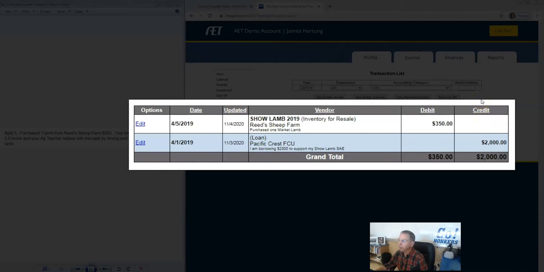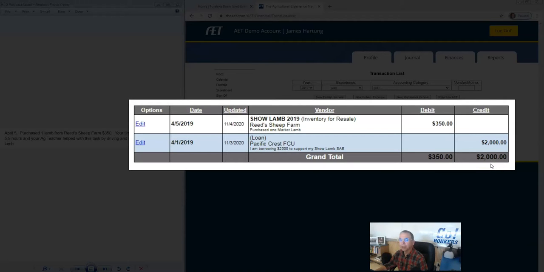The reason why there are debit entries and credit entries is this. When you increase the amount of money that you owe somebody, that's recorded as a credit. When you spend your cash, it's recorded as a debit. Once again, if you owe money to somebody, you record that as a credit entry. When you spend your cash, that is recorded as a debit. So confirm that you have $350 total debits and $2,000 total credits.